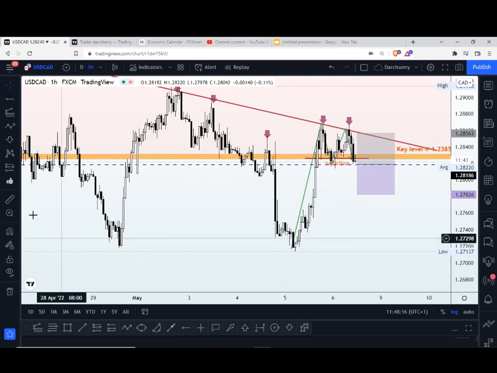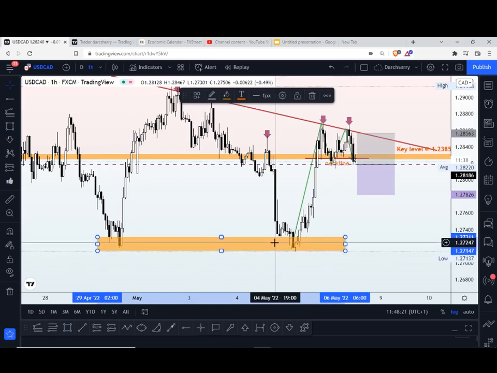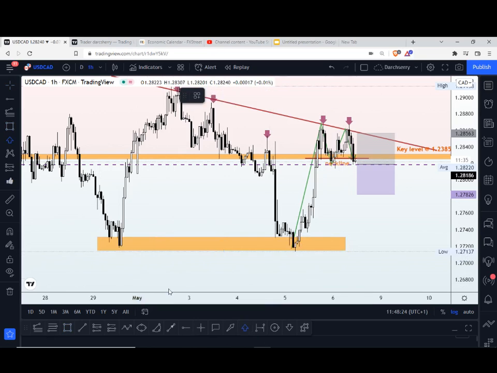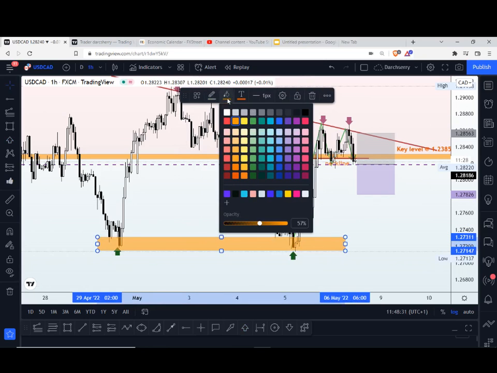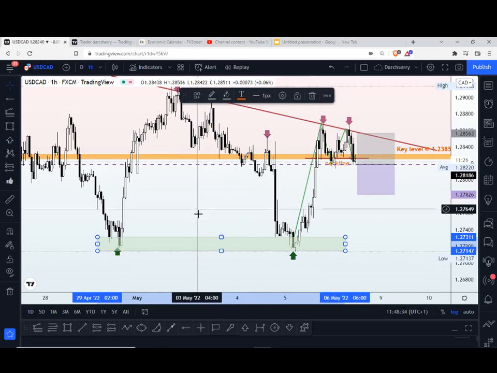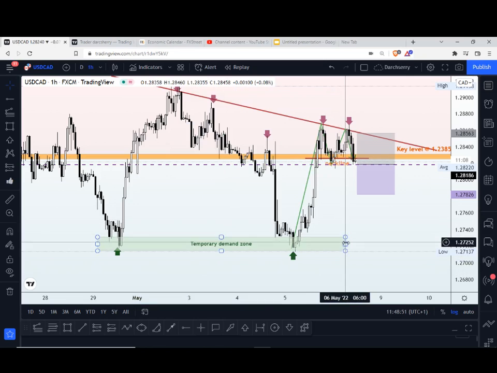Well, if we look left, we can see that we have a demand zone around here, where we saw that as soon as price comes into this area, we saw rejection by buyers pushing price to the upside. So this is probably a temporary demand zone. So let's give it a name. Let's label it temporary demand zone, and then we give it a green, put it right inside at the center. Let's make it a little bit bigger. So we will have a temporary demand zone around here.